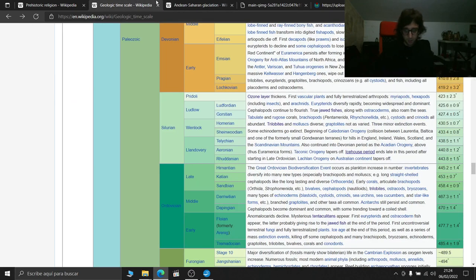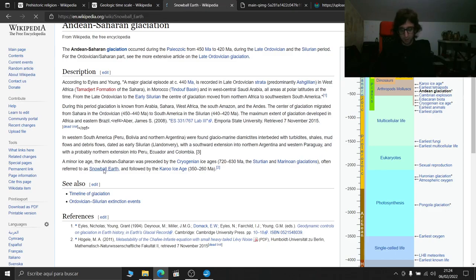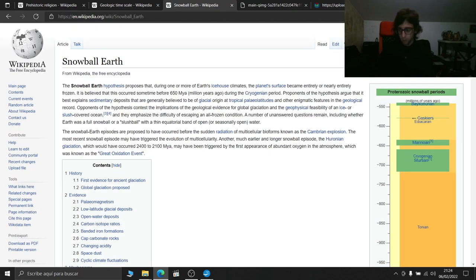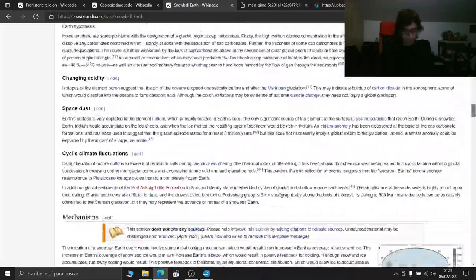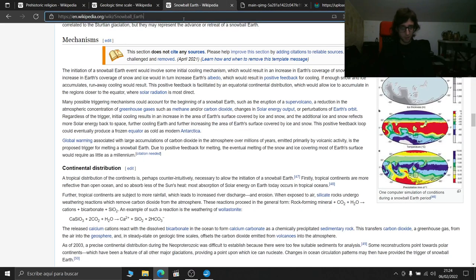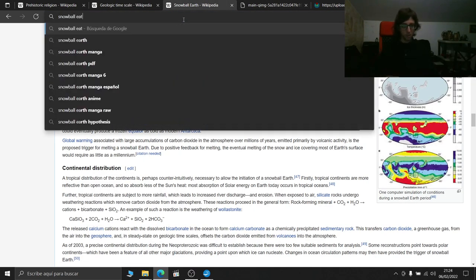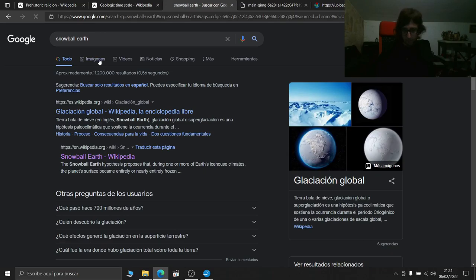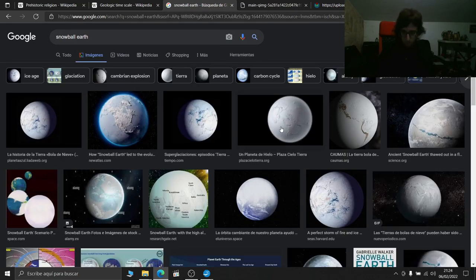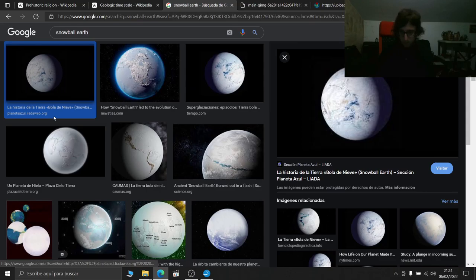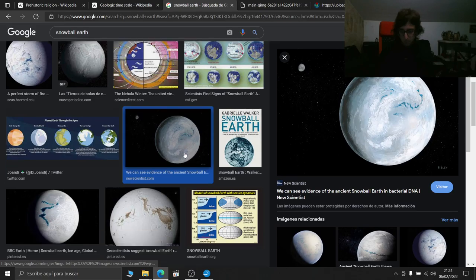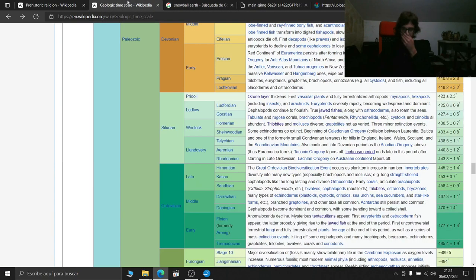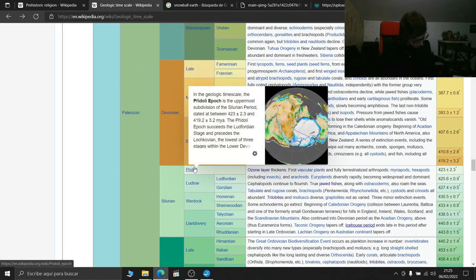Well, this concept of snowball Earth appeared before, but snowball Earth means that the whole Earth was frozen. I think for snowball Earth, it is much better to see pictures, because it's much better to imagine, so it will be something like this. So that's the Silurian.